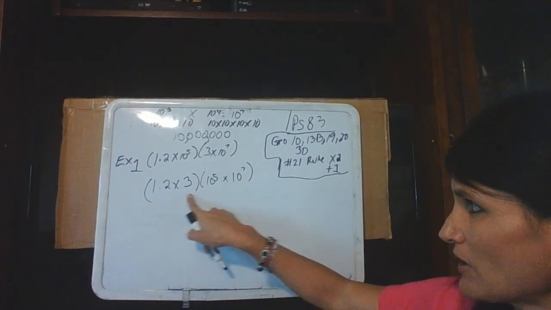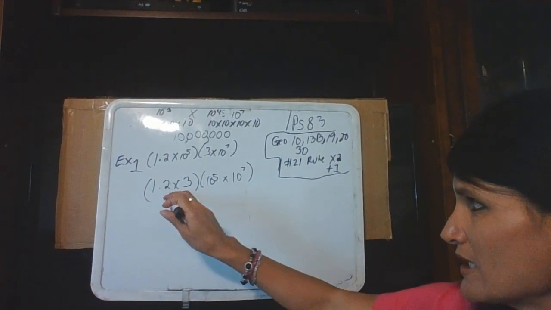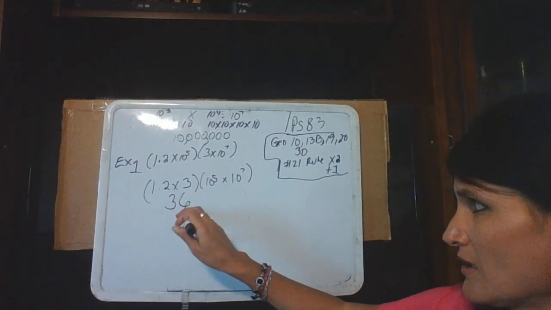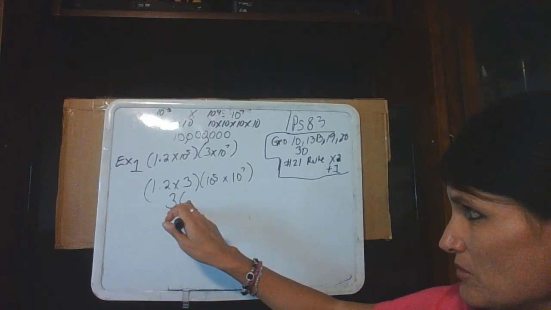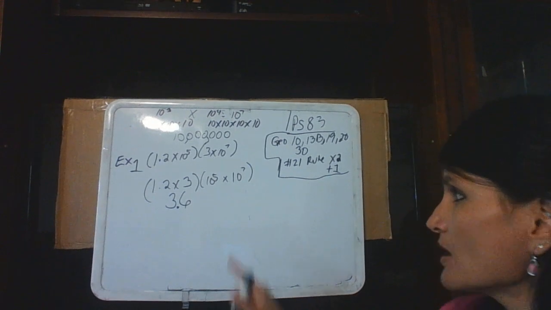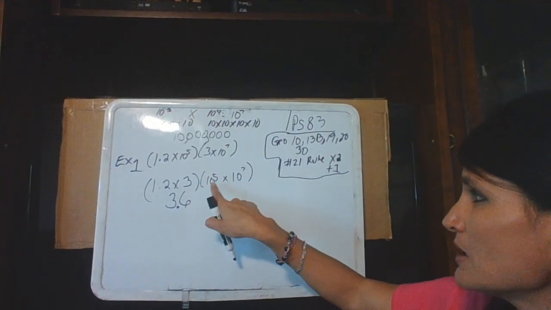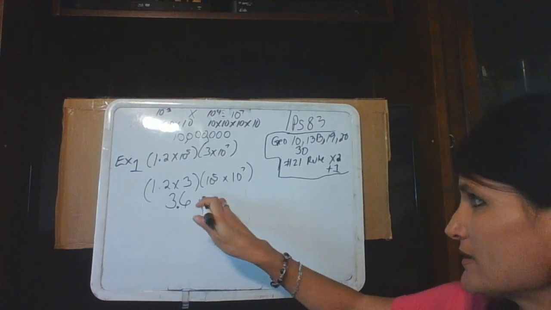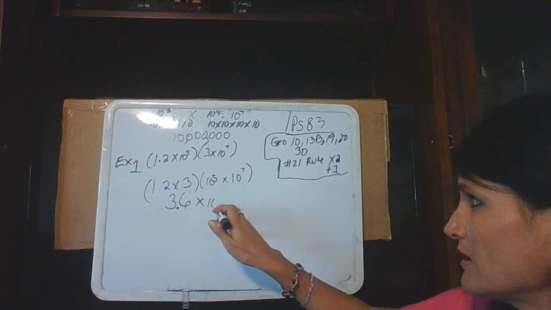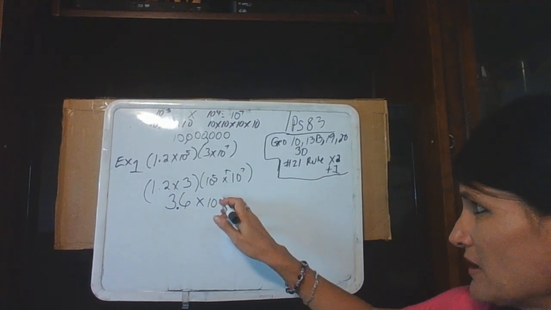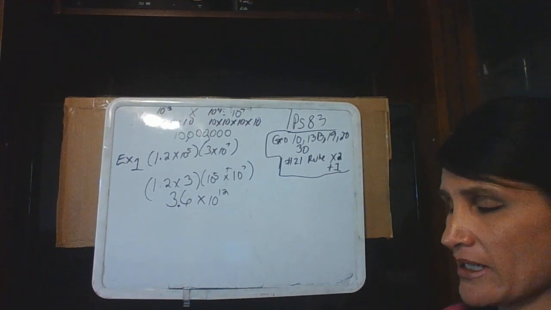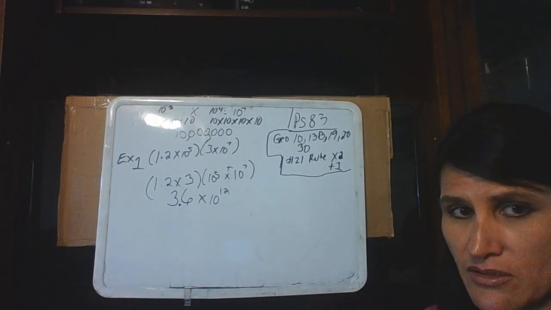Now I'm going to multiply here. 12 times 3 is 36. There's one decimal place, so put a 3.6, okay? Remembering my rule up here, because the bases are the same, that means I can leave the 10 and add the 5 and 7, and I'm going to get 12. So my answer is 3.6 times 10 to the 12.